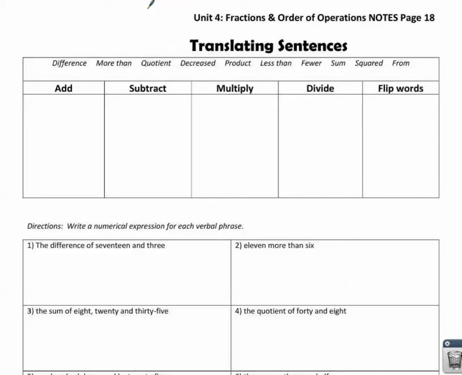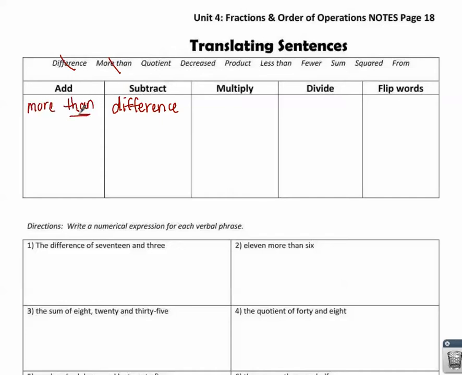Let's talk about translating sentences. When translating sentences, you want to pay attention to the key words that are given. For example, difference. Difference is the key word for subtract. So if you see the difference of something, you want to subtract. More than is add.